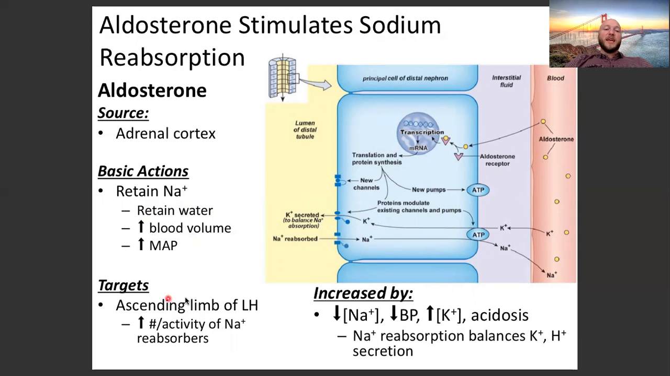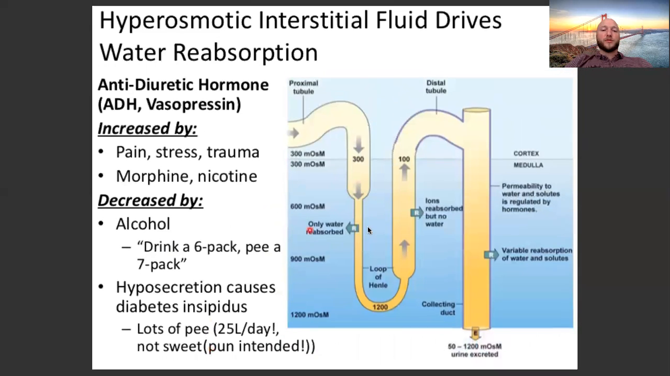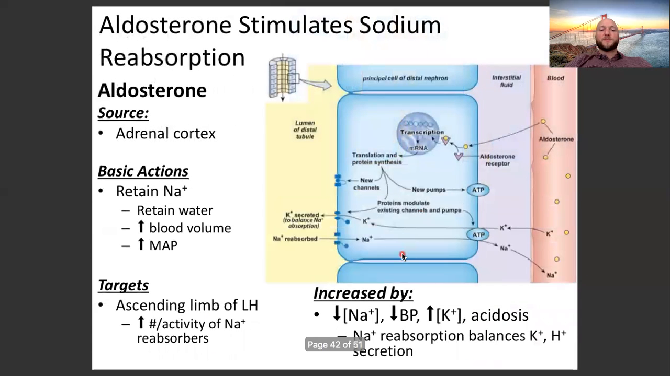It targets the ascending limb of the loop of Henle. It increases the number and activity of sodium reabsorbers. Its release is increased by a decrease in sodium concentration, a decrease in blood pressure, an increase in potassium concentration, and acidosis. Sodium reabsorption helps balance positive potassium and positive hydrogen ion secretion.